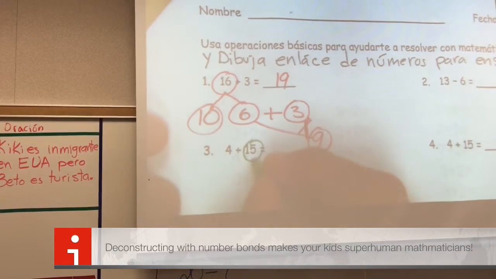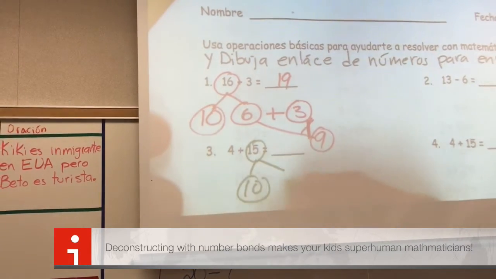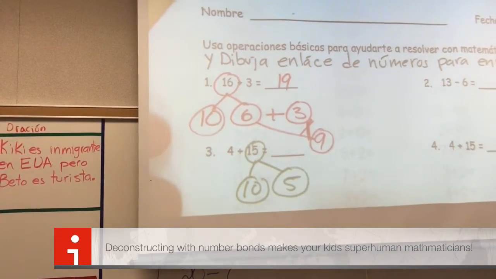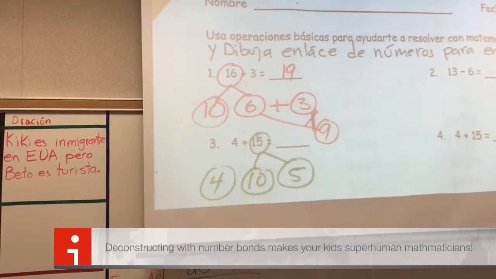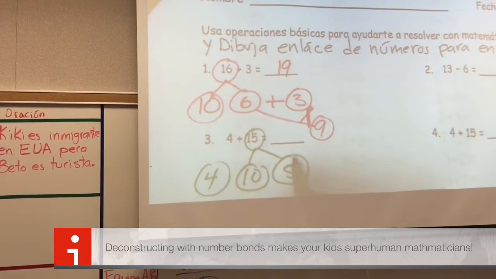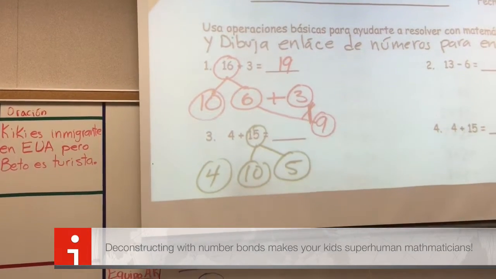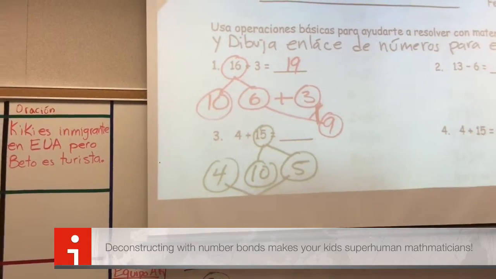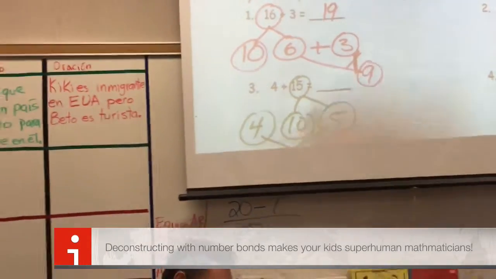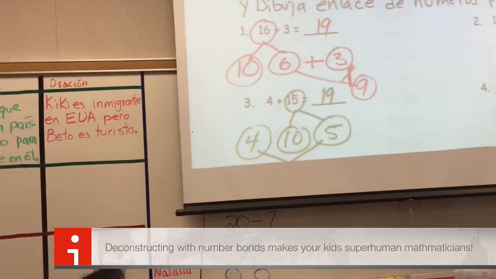So the 15, we're splitting it into a 10 and a 5. And we still have a 4 to add. So now instead of 4 plus 15, I have 4 plus 10 plus 5. So 4 plus 5 is 9, plus 10 is 19. No sale ya. Bam.